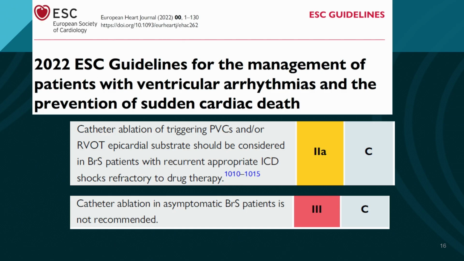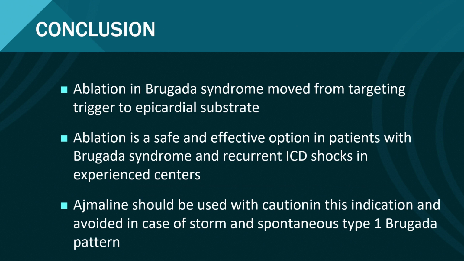If you look at the most recent guidelines, 2022 ESC guidelines, catheter ablation of either the trigger or the substrate for ventricular fibrillation should be considered for Brugada syndromes if they have shocks refractory to drug therapy, and we would certainly comply with that recommendation in Bordeaux. It's not a good idea in asymptomatic patients. I think it makes complete sense, particularly given the fact that it's not devoted for some risk acutely.